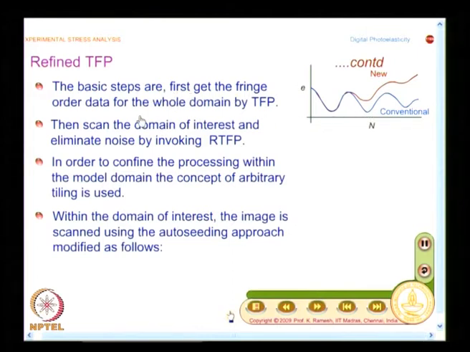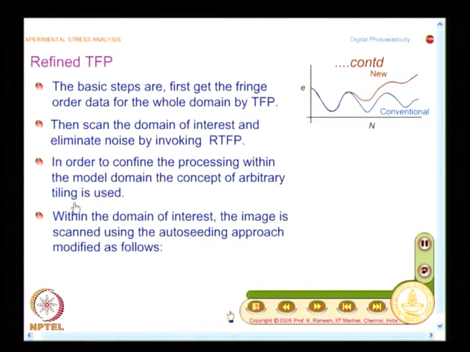First, get the fringe order data for the whole domain by TFP, then scan the domain of interest and eliminate noise by invoking RTFP, and you can also confine your attention within the model by using a tiling procedure. I am not getting into those mathematical details.